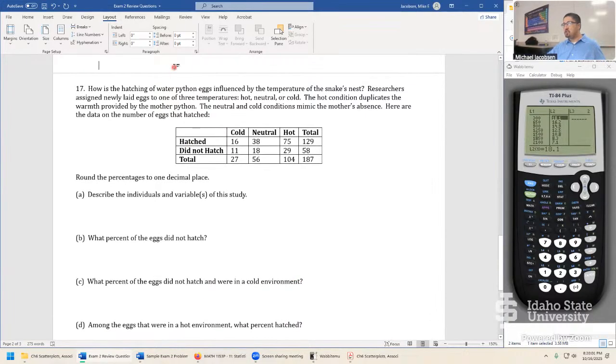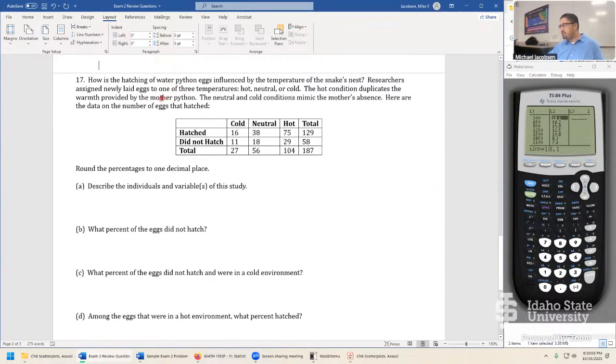You'll get a table kind of like this, just a random context. This one looks like someone who has some kind of Python hobby. It says, how is the hatching of water python eggs influenced by the temperature of the snake's nest? Well, it looks more like a biology situation. Researchers assigned newly laid eggs to one of three temperatures: hot, neutral, cold. The hot condition duplicates warmth provided by the mother python in nature, so this is probably where we expect them to do the best. The neutral and cold conditions mimic the mother's absence. That's kind of sad in a way.